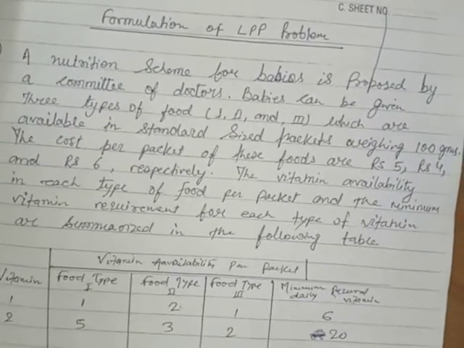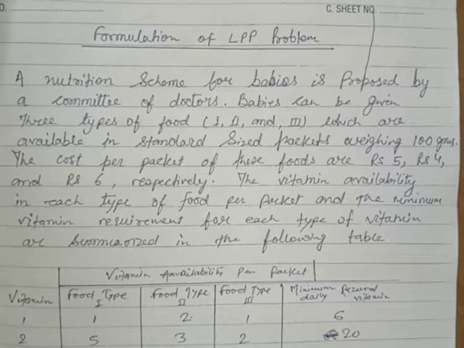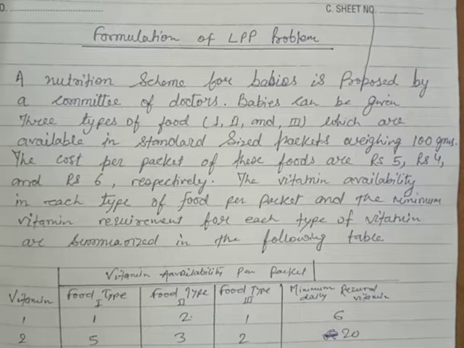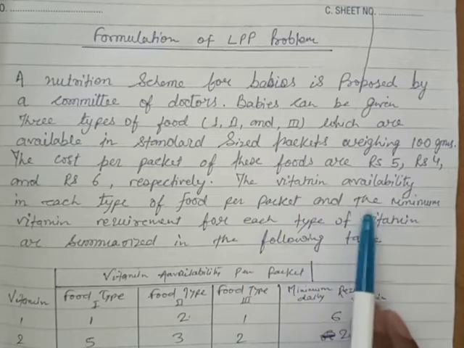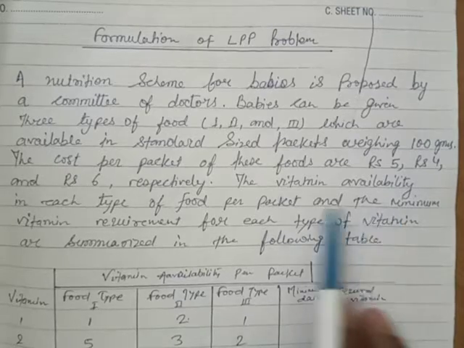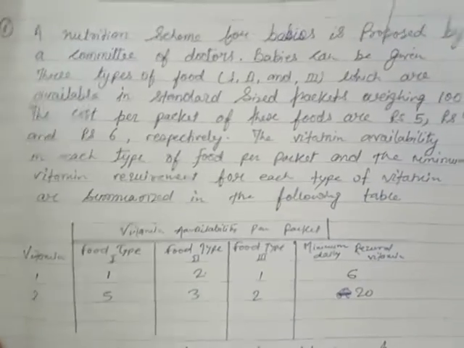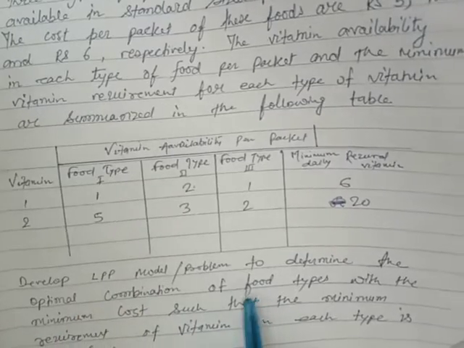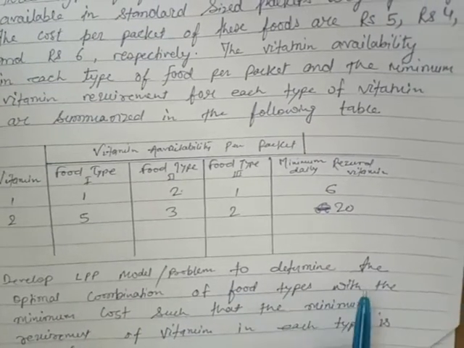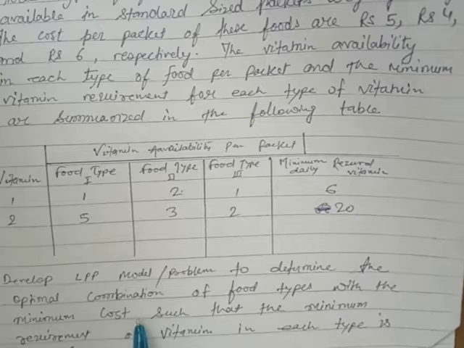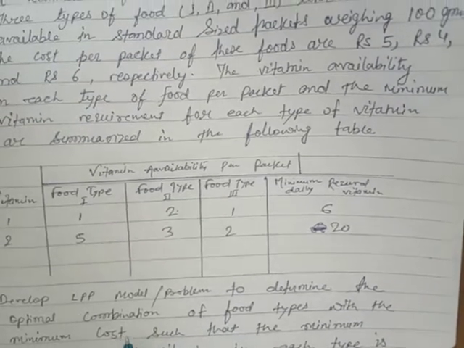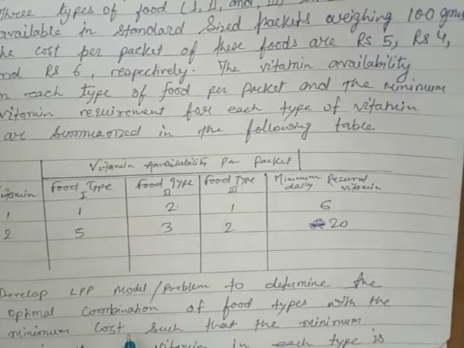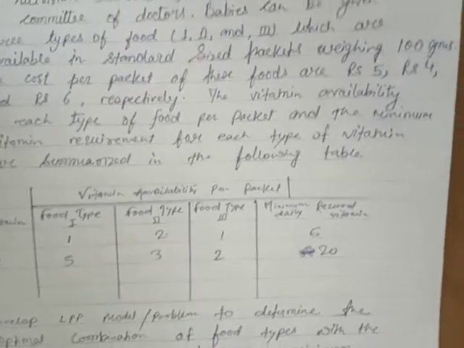From the statement, first of all we have to decide whether the problem is of minimization type or maximization type. As you can see, we have to minimize the cost. It is given as optimal combination of food types with the minimum cost. So from this statement we come to know that this problem is of minimization type.